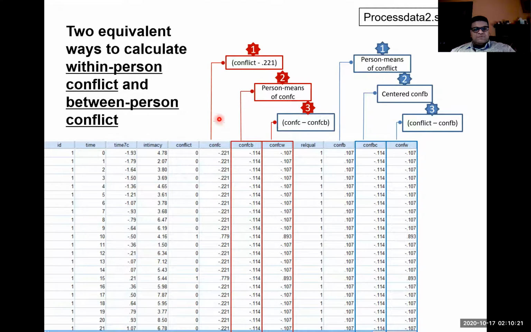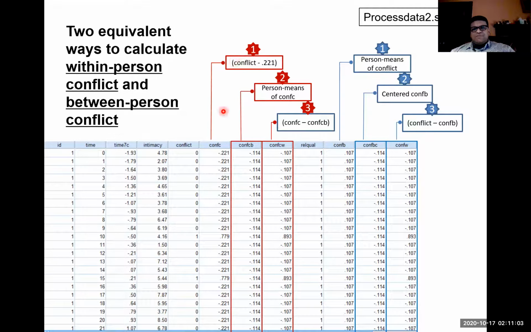So essentially the first step is we do grand mean centering. It turns out that the average across all the days for all the people is 0.221, basically 22% of all 1,648 days, I believe, which would be 66 times 28. 22% of those days are conflict days, days where conflict equals 1. And the remaining 78% are no conflict days, which are days where conflict equals 0.